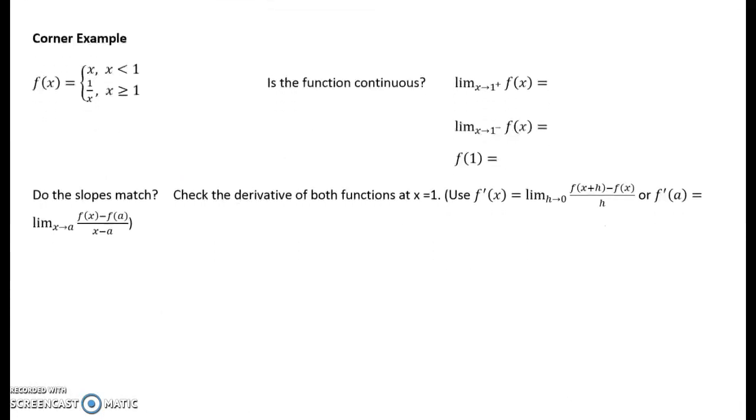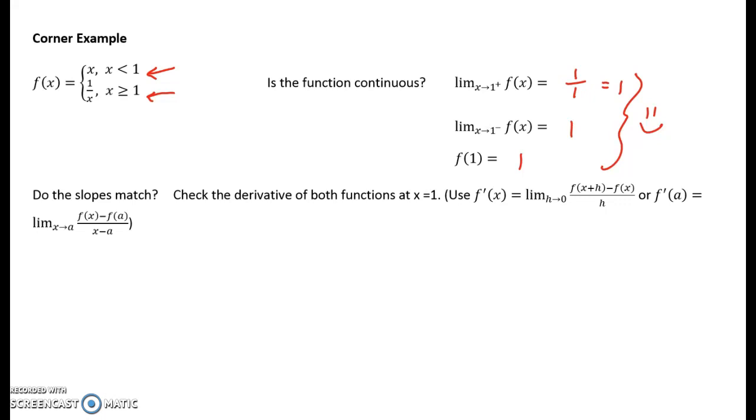So here's an example of a corner, and we can prove to ourselves that it's a corner. First we should prove that it's continuous, because if it's not continuous, then it's not differentiable without even checking slopes. So the limit as x approaches 1 from the positive direction, I would use this part of the definition. So I would have 1 over 1, which is 1. The limit as x approaches 1 in the negative direction, I would use the other part of the definition, and I would get just 1. And so f of 1 exists, and it's equal to 1. Since all 3 of these things match, I know that my function is continuous.